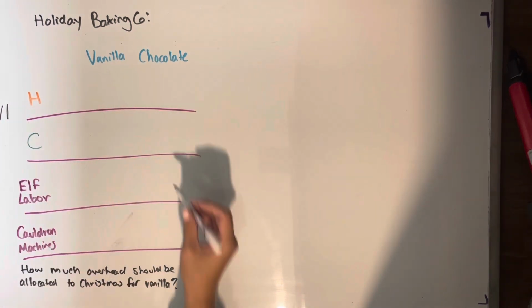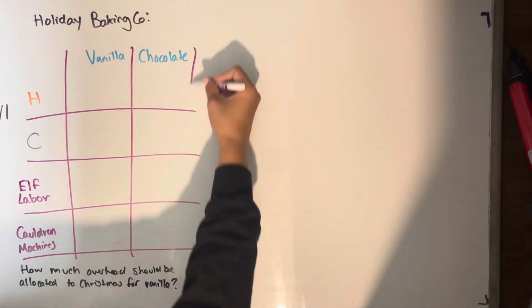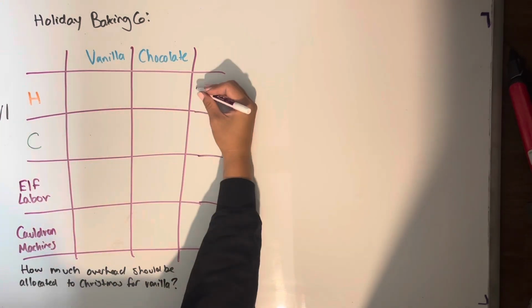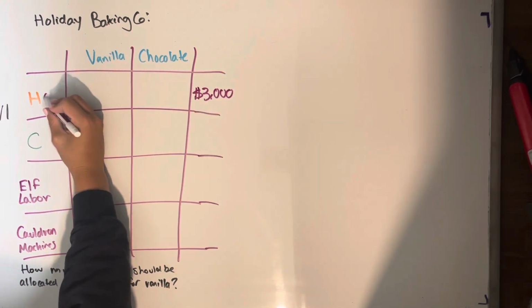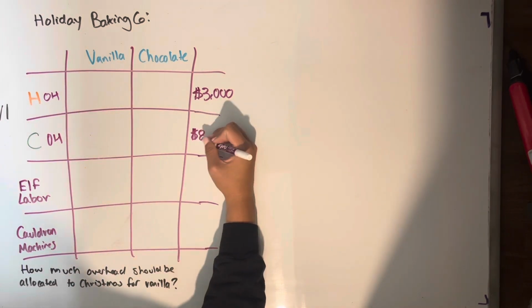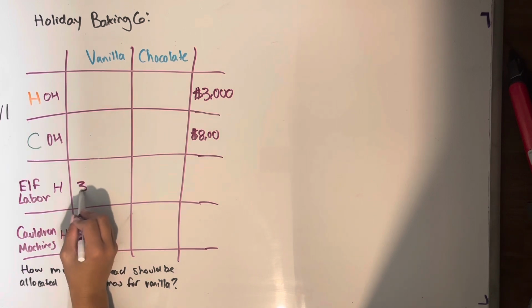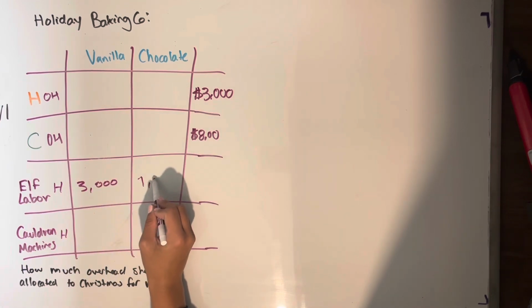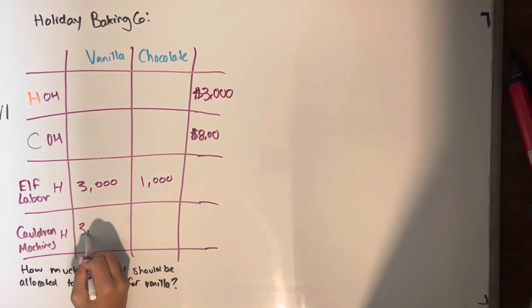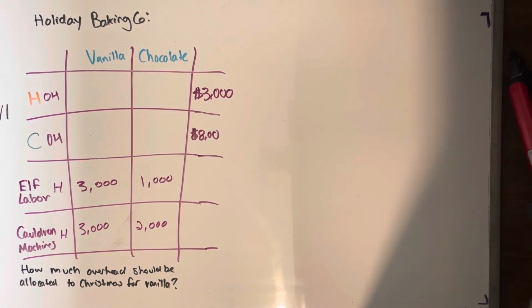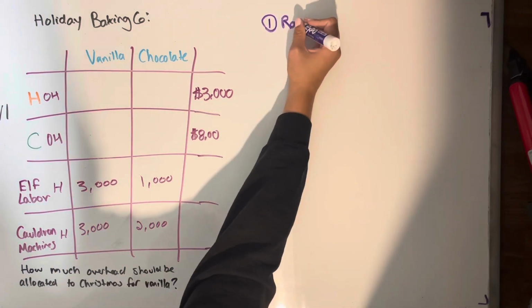So let's make a little table and let's write a total amount of overhead. Let's say the Halloween department tells us that they incurred $3,000 in overhead, and the Christmas department has $8,000 in overhead. And then let's say they also give us a number of hours. So they had 3,000 elf labor hours making vanilla cupcakes, 1,000 to make chocolate, and 3,000 cauldron machine hours and 2,000 cauldron machine hours for vanilla and chocolate respectively.